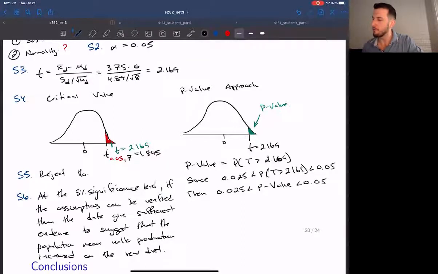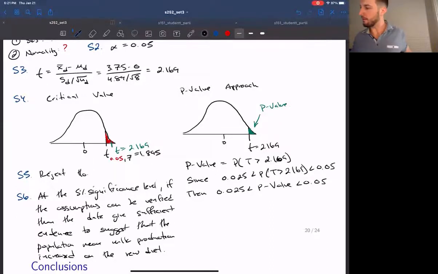If the assumptions can be verified, then the data gives sufficient evidence to suggest that the population mean milk production increased on the new diet. Okay, so we have evidence that milk production actually went up on this new diet.